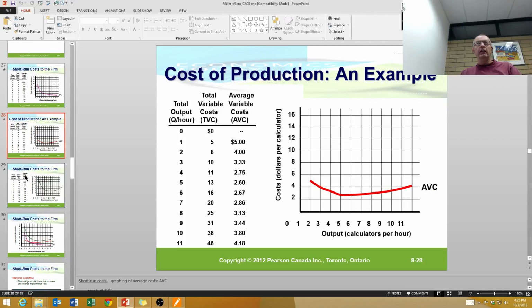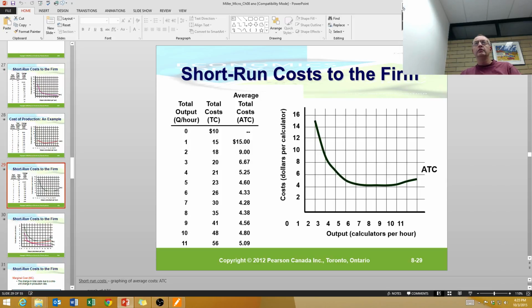Okay, and then this is simply the average total cost curve. This is simply the total cost curve divided by the number of units of output, and again we see the average total cost curve is also U-shaped.